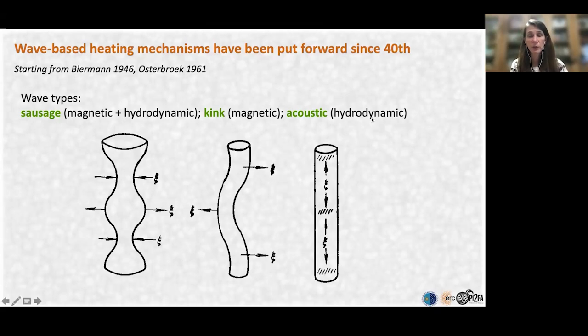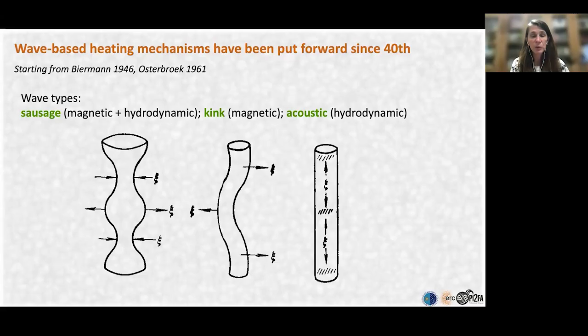In a magnetized environment, if there is a magnetic field in the plasma, we not only have the acoustic waves, which are purely hydrodynamic, we also have different kinds of waves that can be sausage, kink, fast, slow magnetoacoustic waves, Alfvén waves. So there's a whole big family of different types of waves, and they combine different forces. They combine magnetic restoring force, they combine magnetic and hydrodynamic restoring force. So there is a big zoo of different types of waves depending on the shape of the magnetic structures.